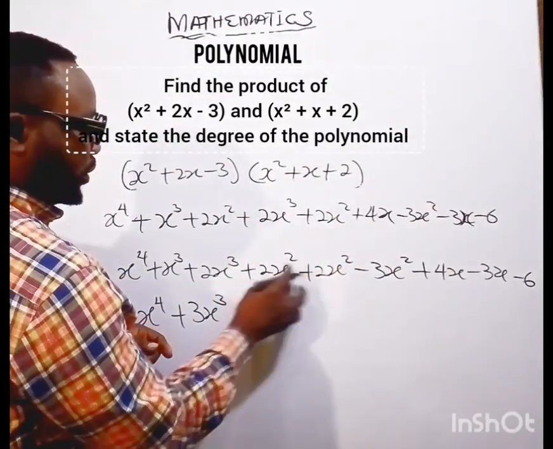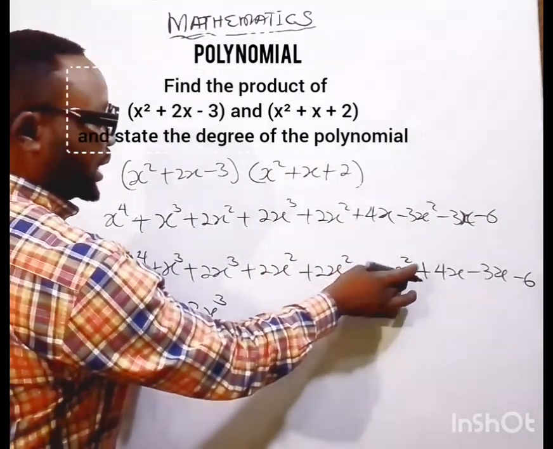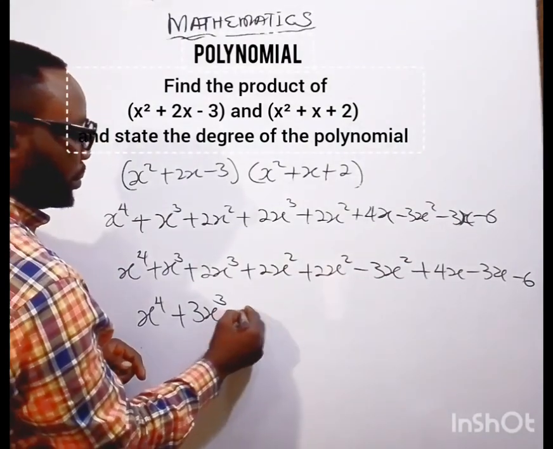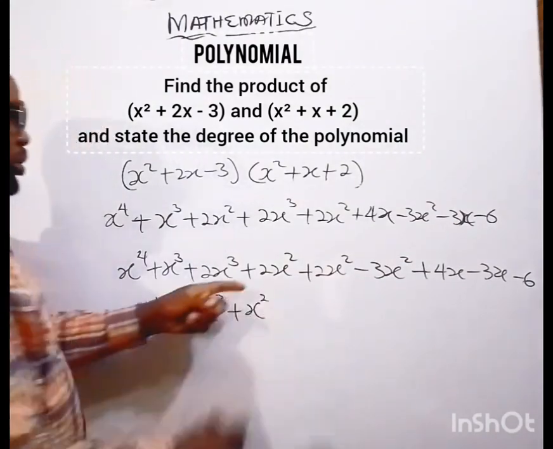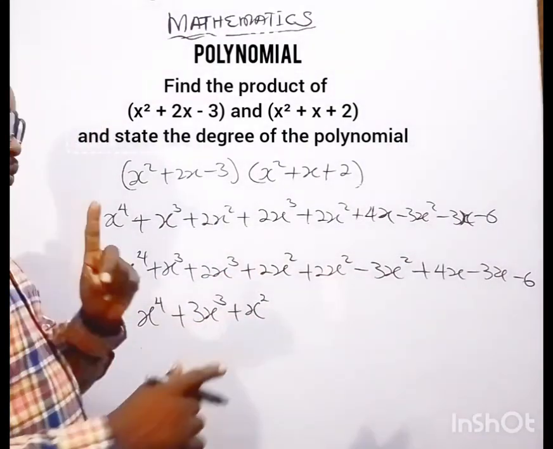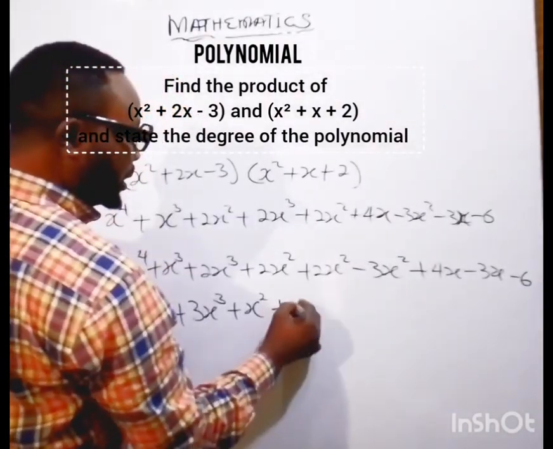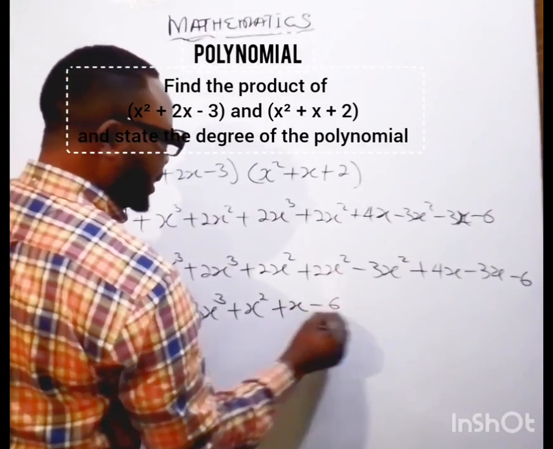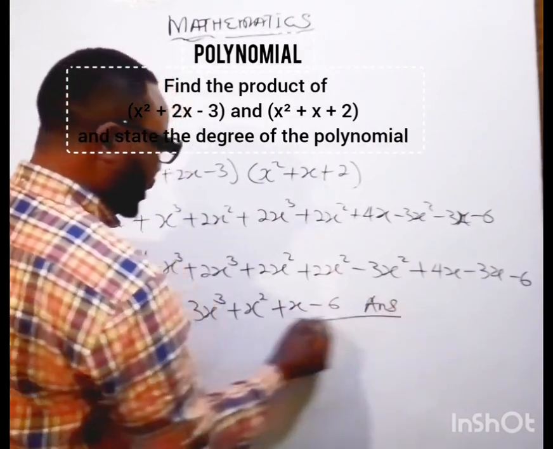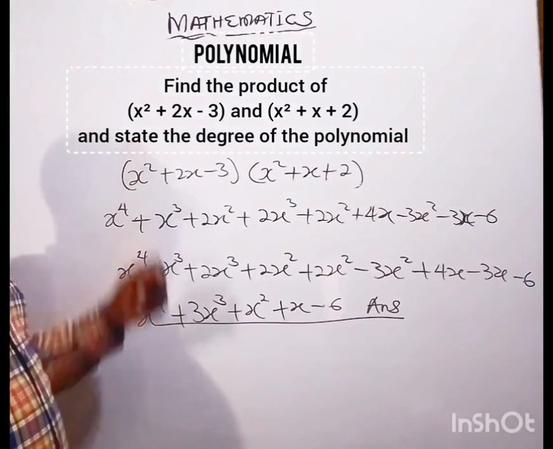That is plus 4x raised to the power of 2 minus 3x raised to the power of 2. That will be plus x raised to the power of 2, because when you have 4 minus 3, that is 1. Then plus 4x minus 3x, that's plus x minus 6. This is the answer to the question given to us here.